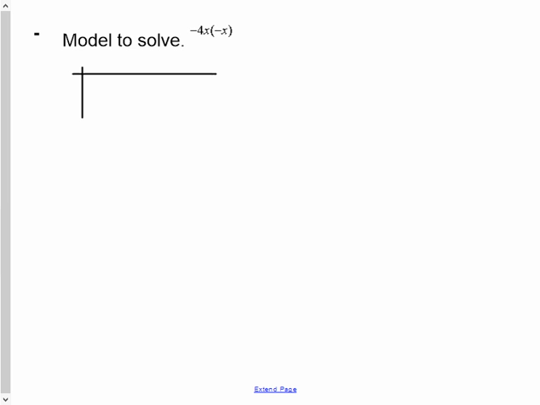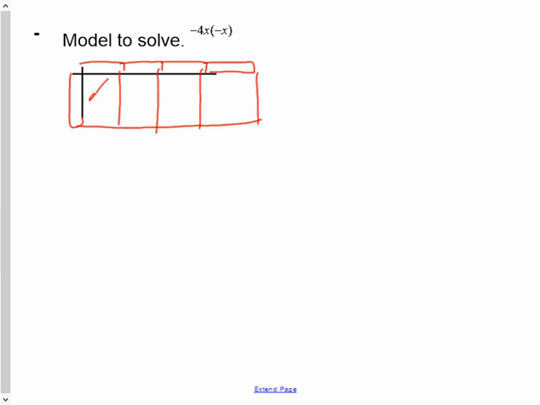Model to solve. So here I'm going to put a negative 4x, negative 1, negative 2, negative 3, and negative 4. Here I'm going to put a negative x. So that says negative 4x multiplied by the width of negative x. Connect your dots. Since it's a negative x times a negative x, these are all going to be positive x squareds. So the solution would be 4x squared is your solution. So I've modeled it to solve it, and then I've said that I know what my answer is. My answer is positive 4x squared.